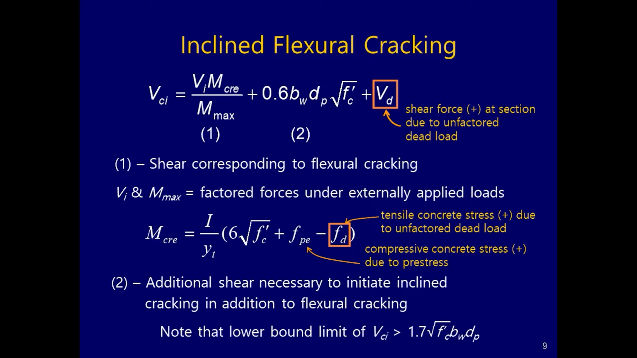And with the 7.5 square root f'c, basically it's the same as the way of calculating the cracking moment. M_cr with 7.5 square root f'c, but here it's a little conservative. M_cre with the 6 square root f'c. So the second term is the additional shear necessary to initiate inclined cracking in addition to flexure cracking. And the total V_ci lower bound is 1.7 square root f'c b_w d_p in psi unit.